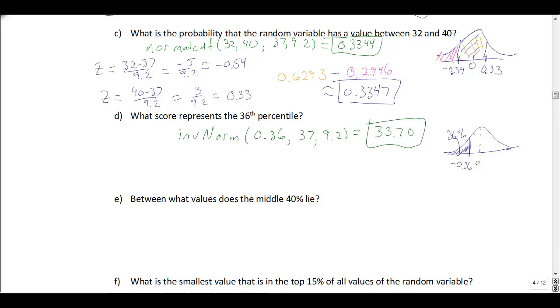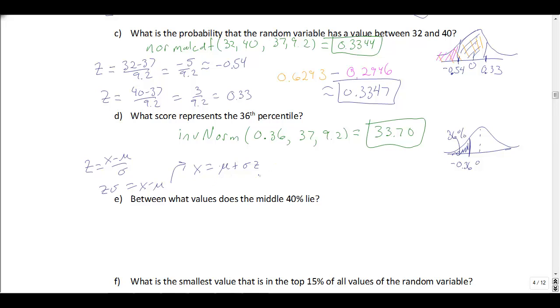Okay, so once we get that, that's really our z-score. So z is negative 0.36. And our formula, z, again, was x minus mu over sigma. So we want to solve this for x. Multiply both sides by sigma. You get z sigma equals x minus mu. Then you can add mu to both sides, and I get x is mu plus sigma z, or z sigma.